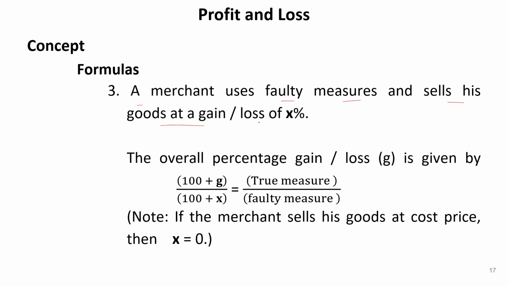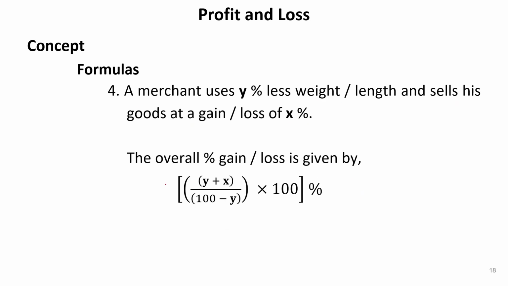his goods at a gain or loss of X%. Okay, so the overall percentage gain or loss is actually given by (100 + G) whole by (100 + X), that is the true measure by faulty measure. So note, if the merchant sells the goods at cost price, then X will be equal to what? 0. Okay, so let's see, a merchant uses Y% less weight or length and sells his goods at a gain or loss of X%, let's say, then the overall percentage gain or loss is actually given by (Y + X) whole by (100 - Y) into 100%.